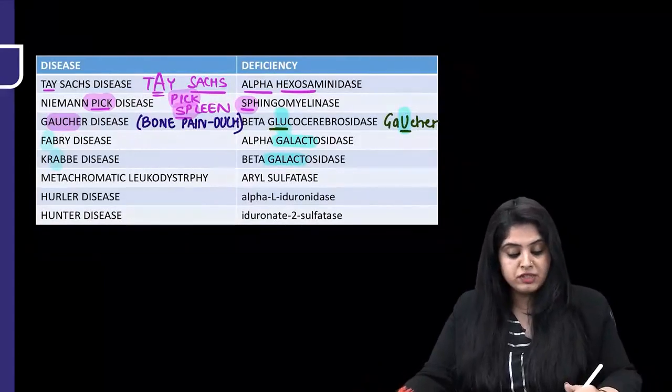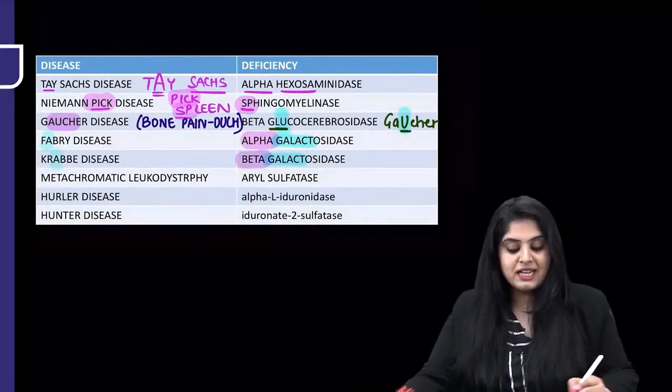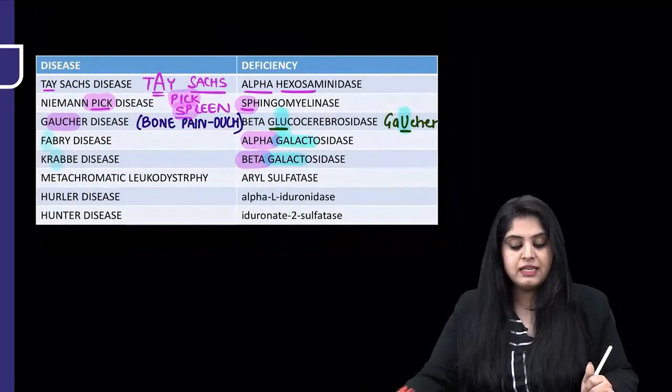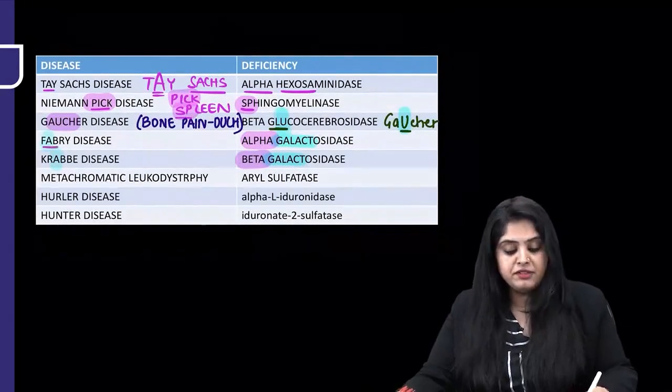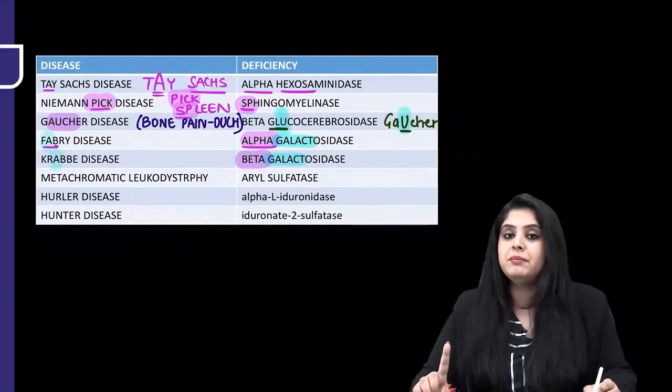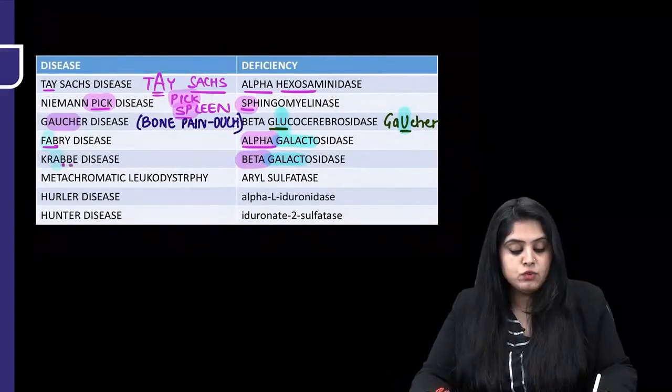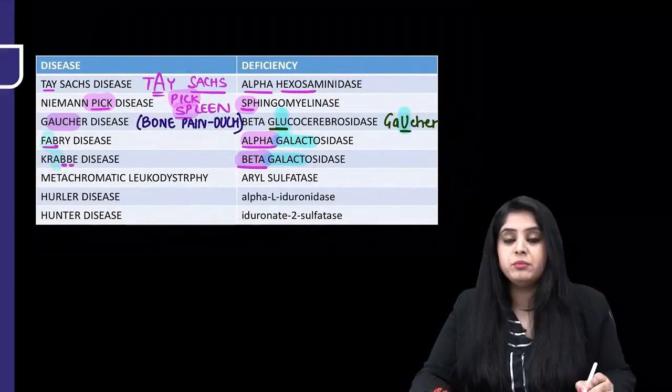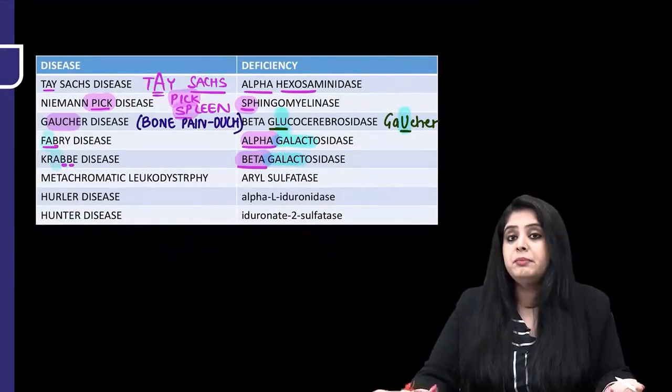But now the confusion is alpha galactosidase or beta galactosidase. So simple. Alpha is going to be Fabry's disease because there is only alpha, meaning there is one B in it. Fabry has one B. Krabbe has two B's. It has two B's, so there are more B's. So that is going to be beta galactosidase.